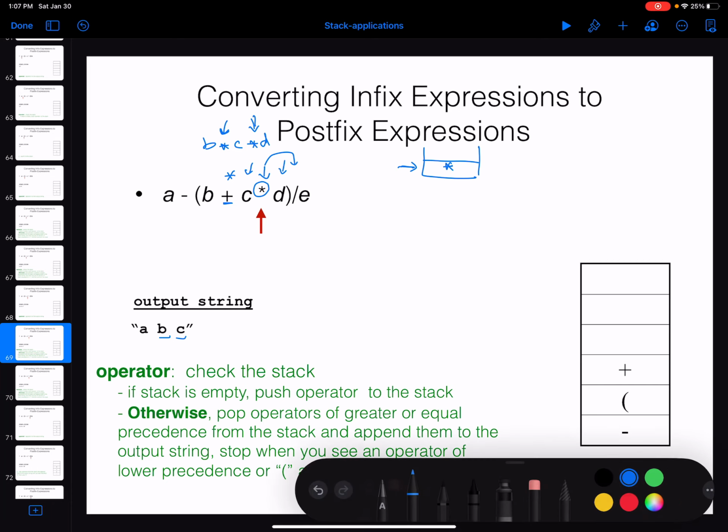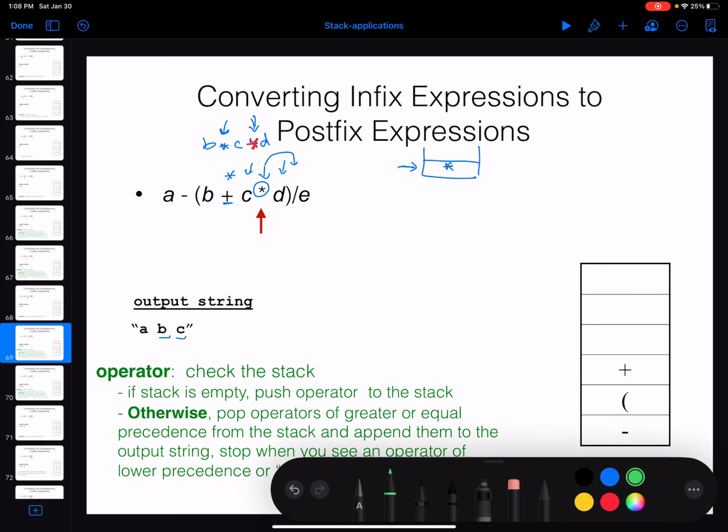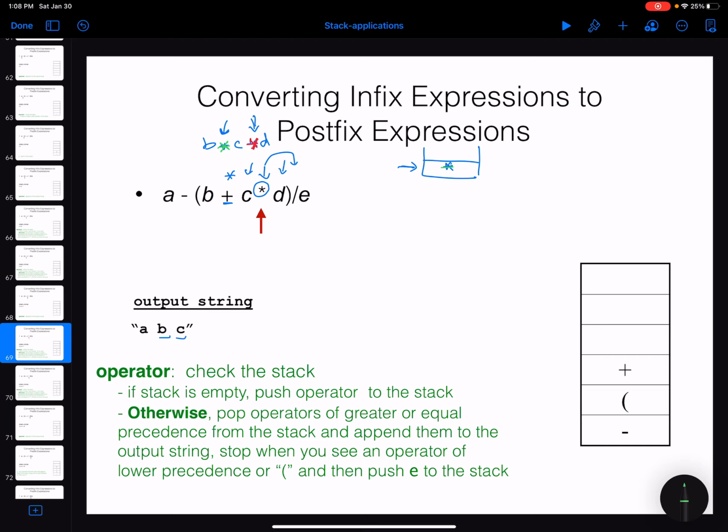You see that this one, you actually keep it. Let me actually use a different color. This one, you would keep it because it needs to be pushed to the stack. But this multiplication, which is on top of the stack, needs to be written in the output. So in that case, you would pop it from the stack.